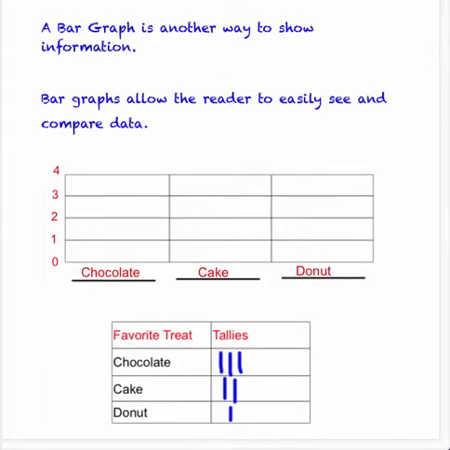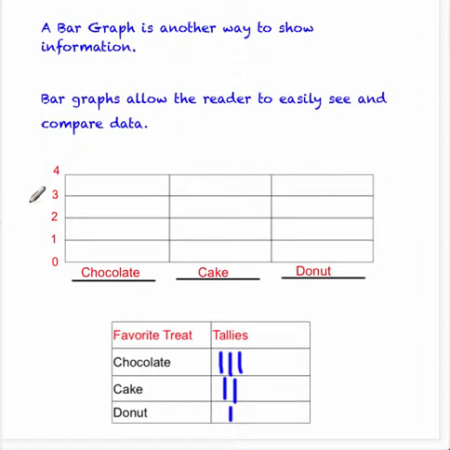A bar graph is another way to show information. Bar graphs allow the reader to easily see and compare data. Down below I have that same tally chart that we were just looking at on the previous screen, and I want to take this information and put it into a bar graph.